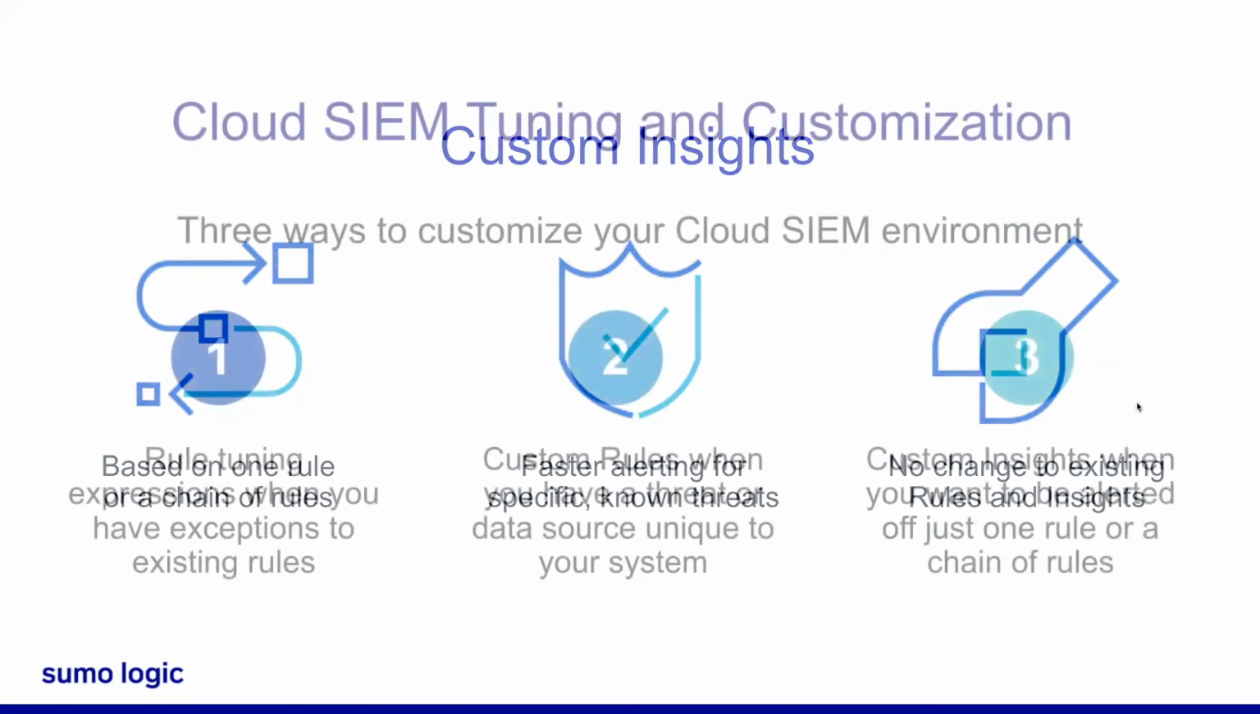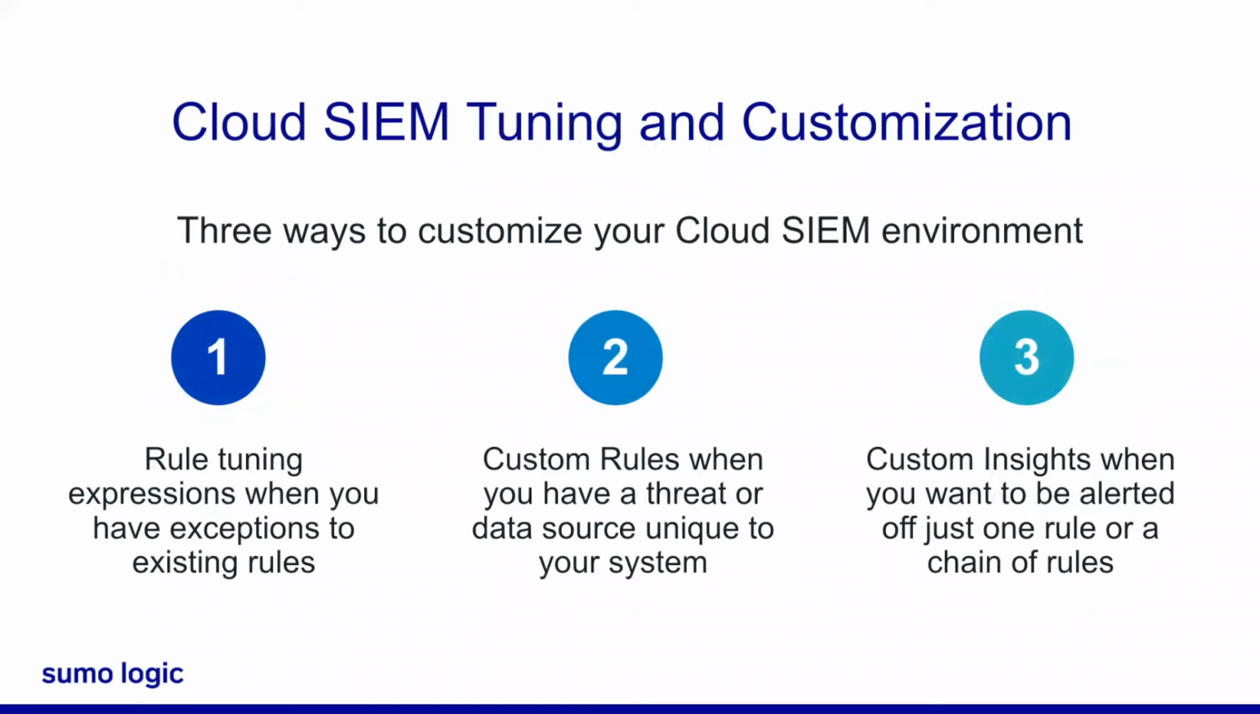And then finally, remember, CloudSIM's out-of-the-box rules and insights are great, but we want you to have the flexibility to customize your environment. So we've looked at 3 simple ways to customize CloudSIM's rules and insights. The first is rule tuning expressions, which are simple ways to add small exceptions and other clauses to existing rules. Second, custom rules let you write logic that's unique to the system to cover threats or data sources that aren't covered by built-in rules. Finally, custom insights allow you to get alerts based on just one rule or a chain of rules.